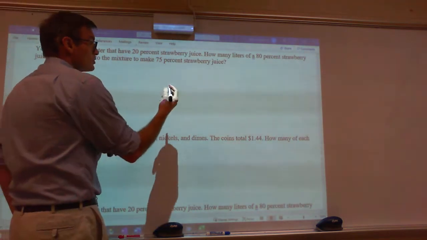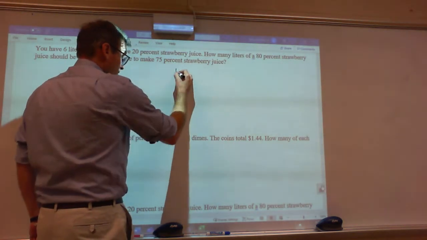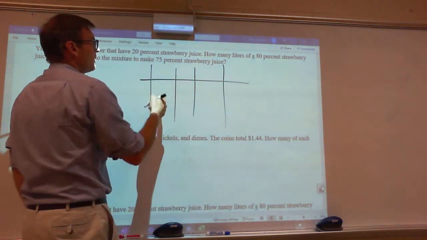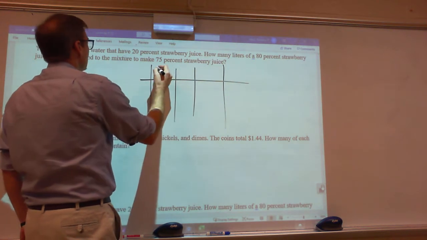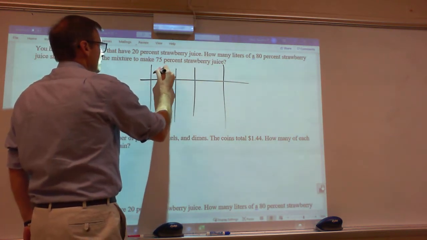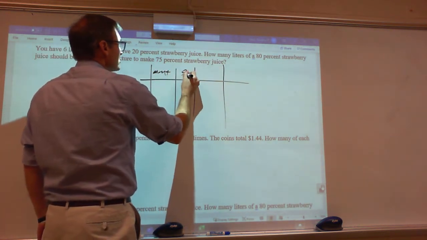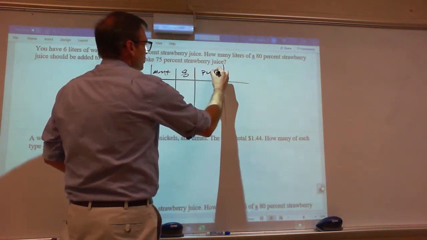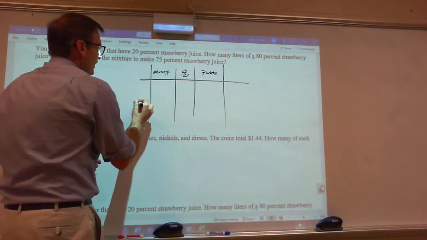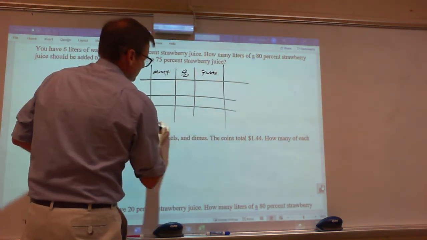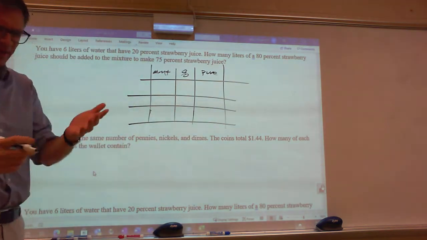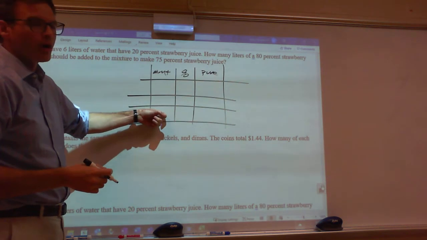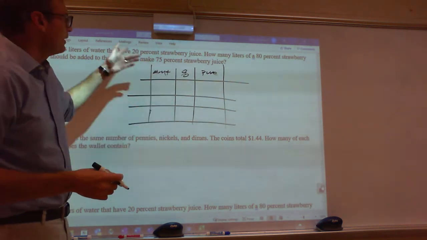As far as making a chart, I have my 3 columns. I'll have my amount, and I'm going to have my percentage. I always have trouble naming this last column. I call it how much pure substance you have. And what's a little different, there was a problem like this on homework, where normally you put an X here, a Y here, and a number here, but that's not what's happening.